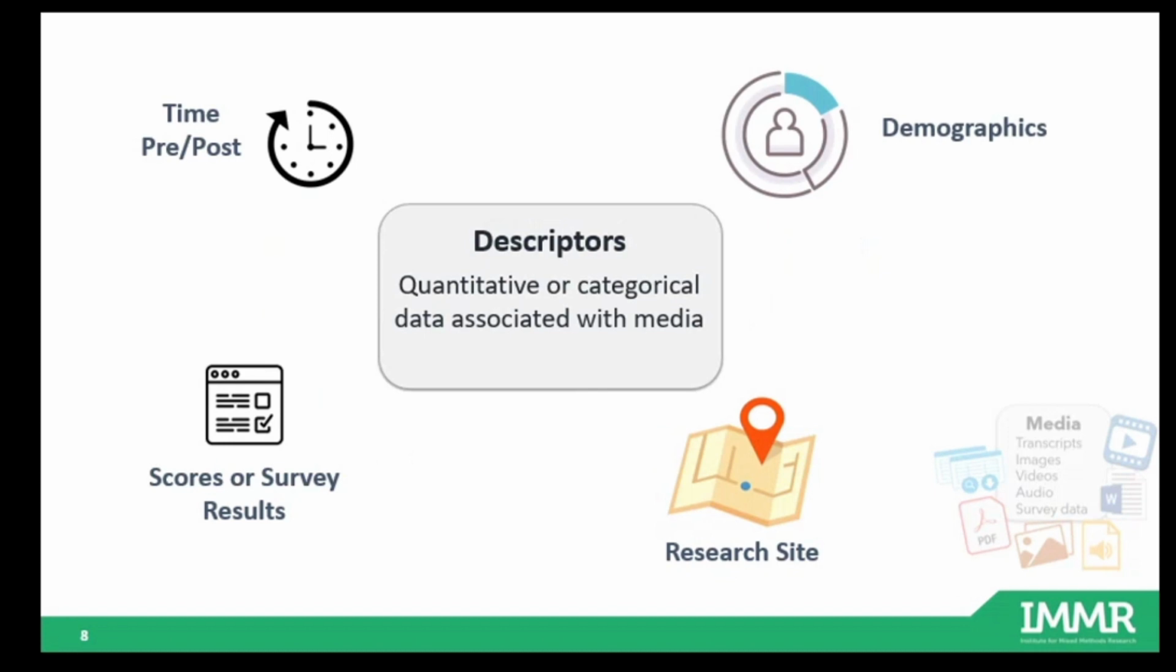Next, we have descriptors. This is any quantitative or categorical data that's going to be tied to those media files that you upload. Often this comes in the form of demographics, maybe survey scores, Likert scale questions, multiple choice questions, maybe a pre-post if you want to track change over time, research site, anything that you're interested in comparing or investigating in your data that's connected to those media files would work well as a descriptor.